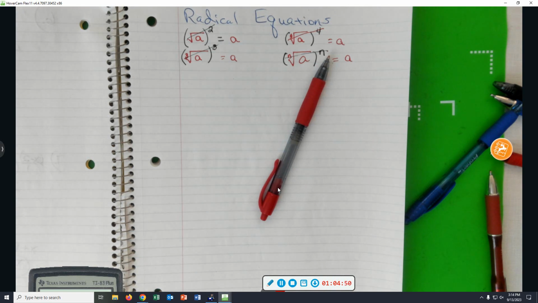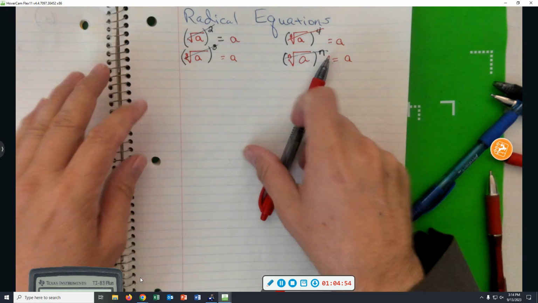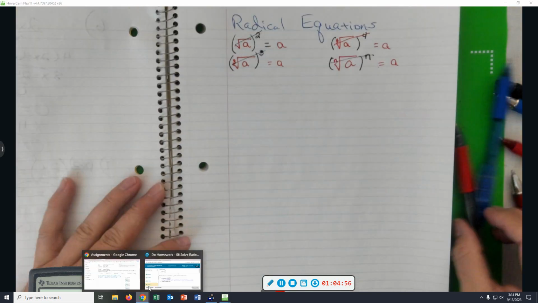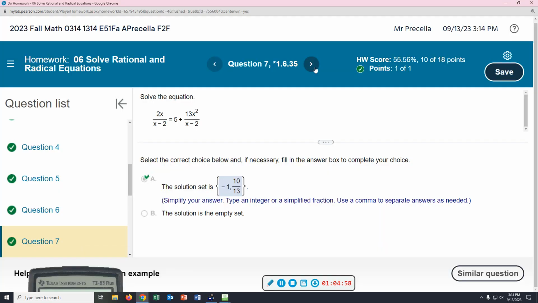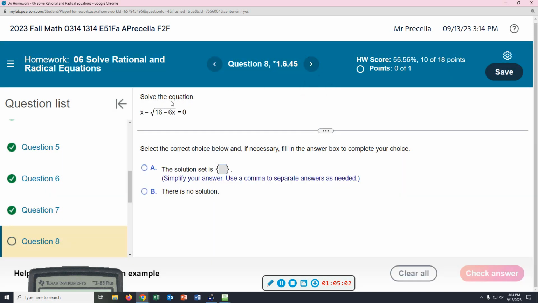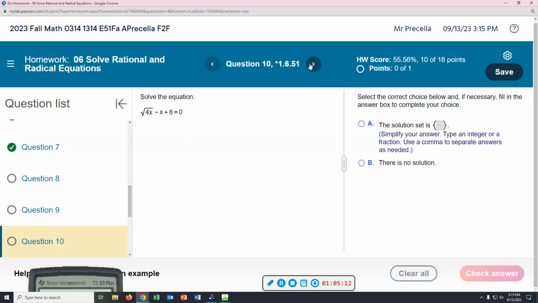Now, having said that, let me go ahead and show you what the next problem looks like. But don't bother writing it down yet. See, here's what we mean by radical equations. This one has a square root. And like number 9, another square root. Eventually, another square root.